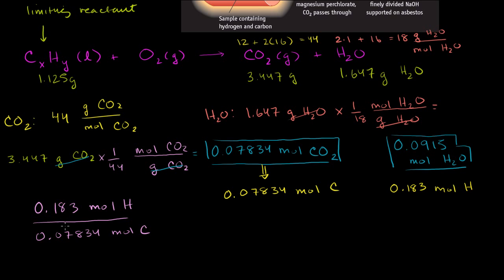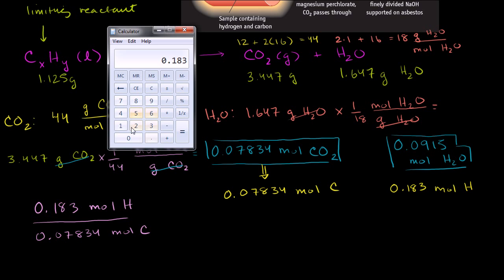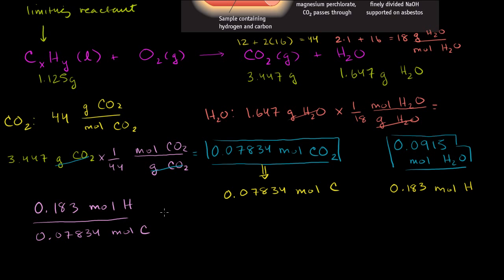Let's just divide this right here and see what we get. So if we just take the 0.183 there, let's divide it by 0.07834, and you get 2.336. So this is approximately equal to 2.336 moles of hydrogen for every 1 mole of carbon. And this doesn't look like that neat of a ratio, but this is pretty close to 1/3.